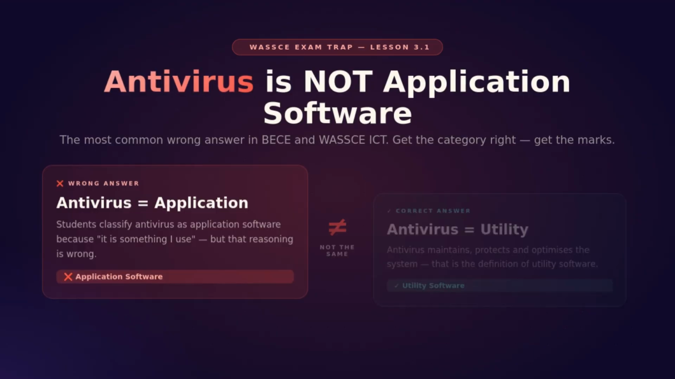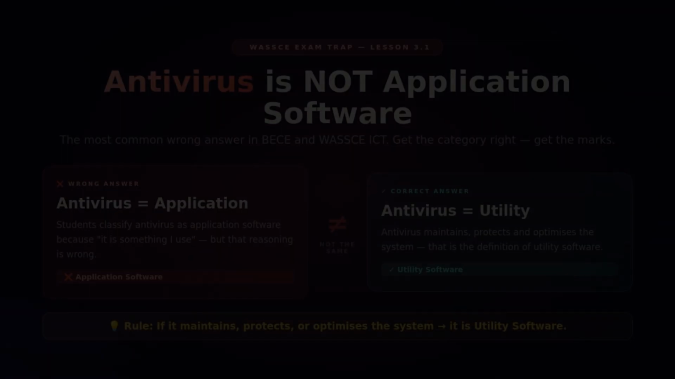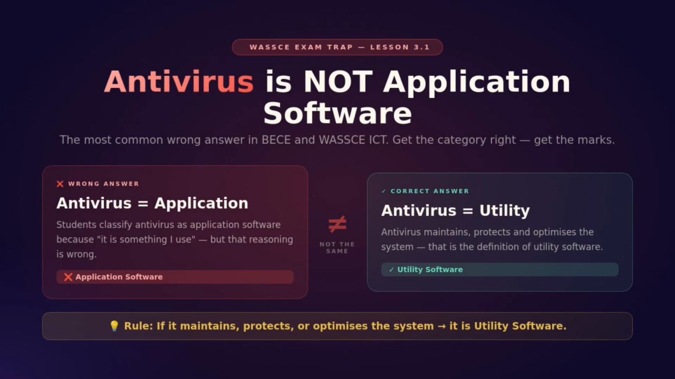Remember it. I need you to look at this screen carefully because this is the question that catches students every year in your final exams. Antivirus software. Which category does it belong to? The wrong answer students give is application software because they think I open it, so it is an application. That reasoning is wrong. The correct answer is utility software.